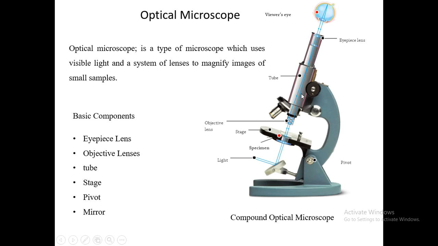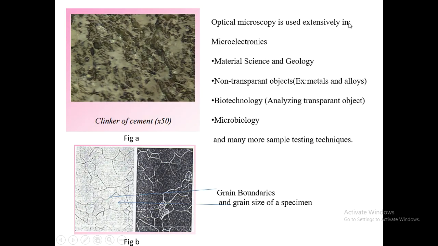Next, the tube, where the light passes through the tube from the objective lens to the eyepiece. So this is the working principle of an optical microscope, and the main purposes for which it is used. It can be extensively used in microelectronics, material science and geology, for non-transparent objects, for example metals and alloys, and in biotechnology, for analyzing transparent objects, in microbiology and many other sampling tests, where you can obtain the microscopic image of an object.